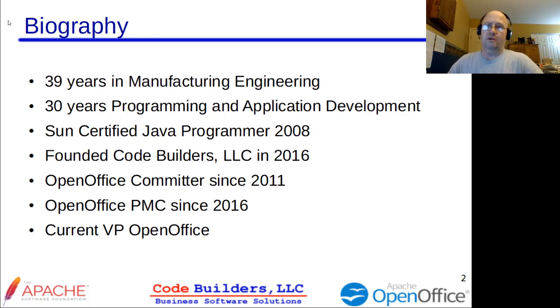I started off my career as a manufacturing engineer and machine designer. I started programming work by creating automation for 2D and 3D CAD applications. I currently work in engineering IT at Emerson Electric, doing automation work. I also do freelance development as Code Builders LLC, mostly e-commerce applications, web apps using Grails, and OpenOffice automation. I've been an OpenOffice committer since the project was in incubation at Apache, and I'm a member of the project management committee.